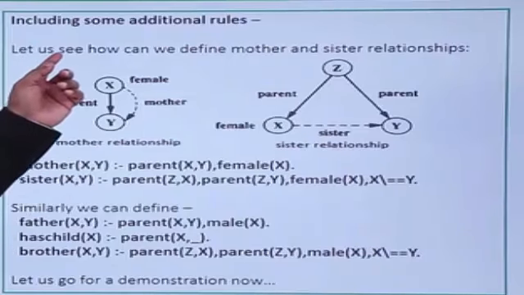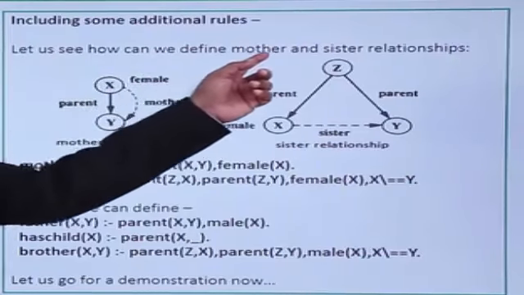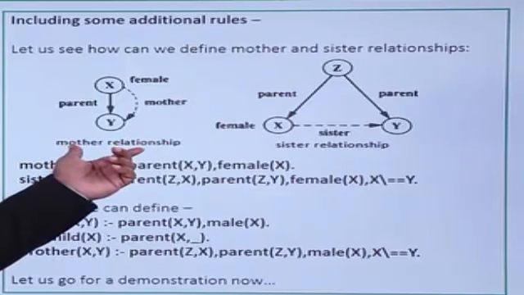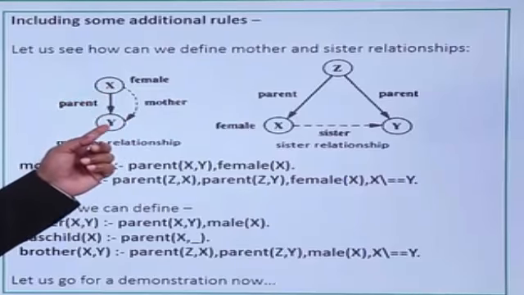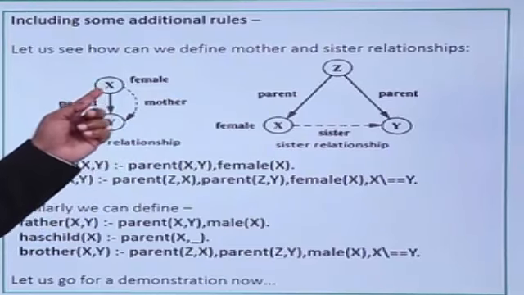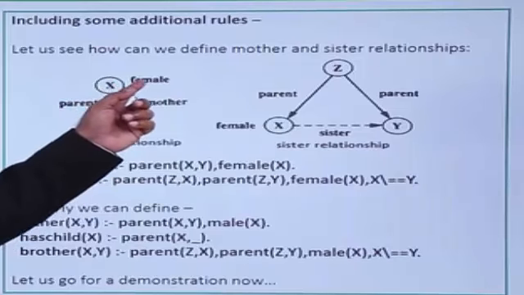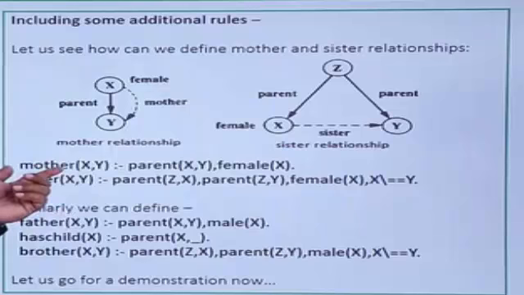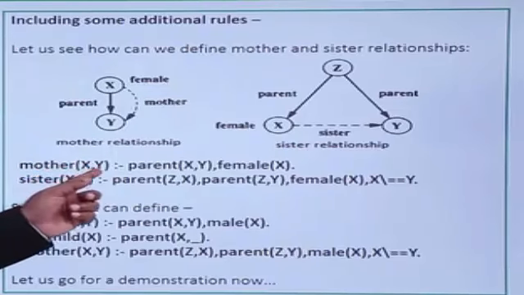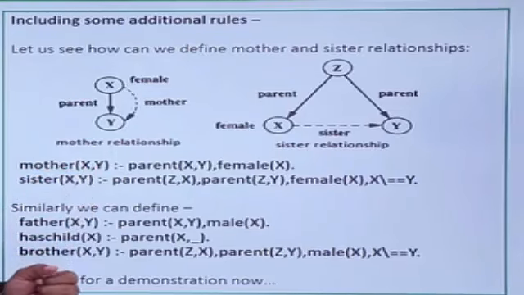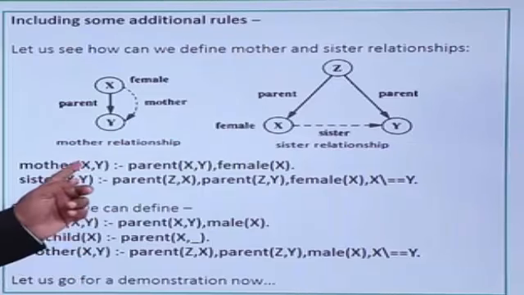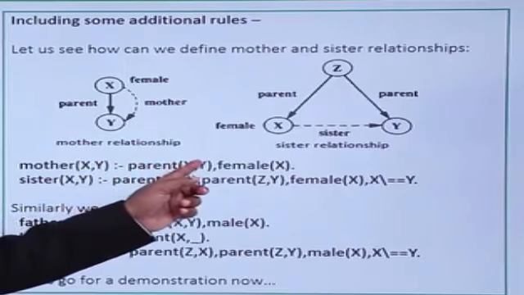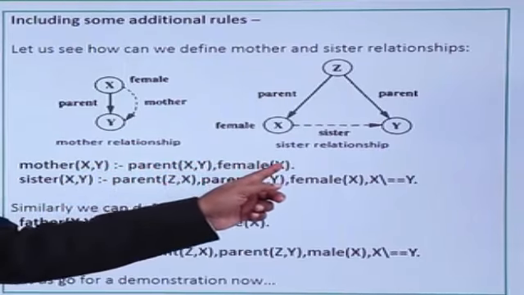So let us see how we can define mother and sister relationships. How to define the mother relationship? X will be the mother of Y if X is parent of Y along with X is female. How to write this in Prolog clauses? We can write it this way: X will be the mother of Y. Here X and Y are written in capital letters, which means they are variables. So mother X, Y if parent X, Y and female X.